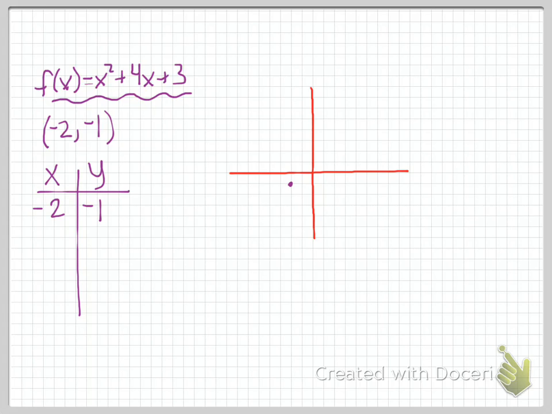So what if I pick, x is 0 is such an easy one. That's one I always pick first. So what if x was 0? Well, if x was 0, we can find y by finding f of 0. 0 squared plus 4 times 0 plus 3. So if I solve that, f of 0 is going to equal 3.